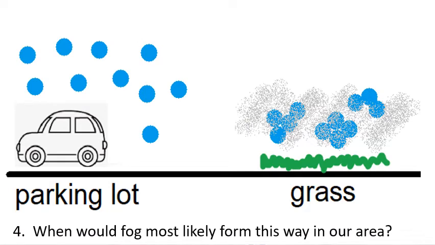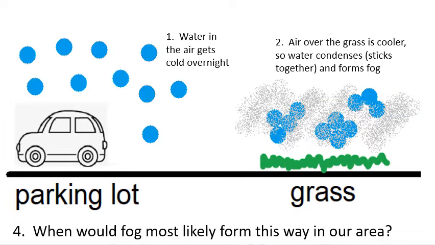So let's talk about how fog forms then in the situation that we just looked at. Well, first of all, we got water in the air that gets cold overnight. Now the air over the grass is even colder, so the water starts to stick together to the point that we can see it. That's fog.